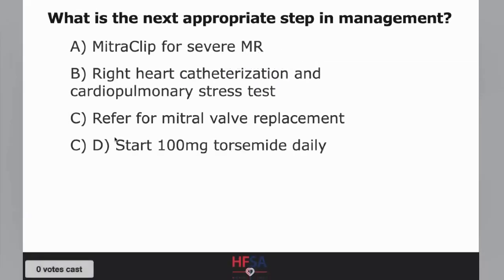Is it A, MitraClip for severe MR, B, right heart catheterization and cardiopulmonary stress test, C, refer for mitral valve replacement, or D, start 100 milligrams of torsemide daily?